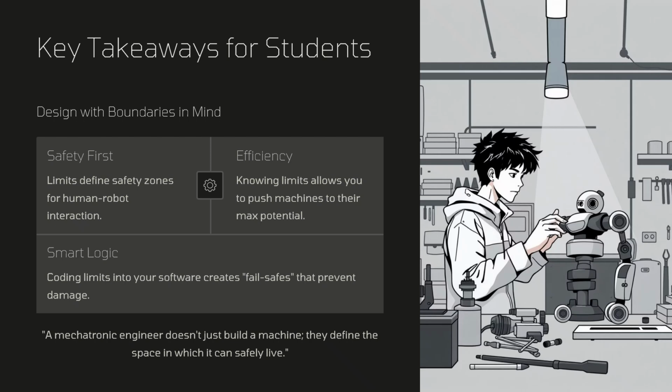By coding limits into software, systems can automatically respond to dangerous situations. For example, a robot stopping when it reaches a position limit.